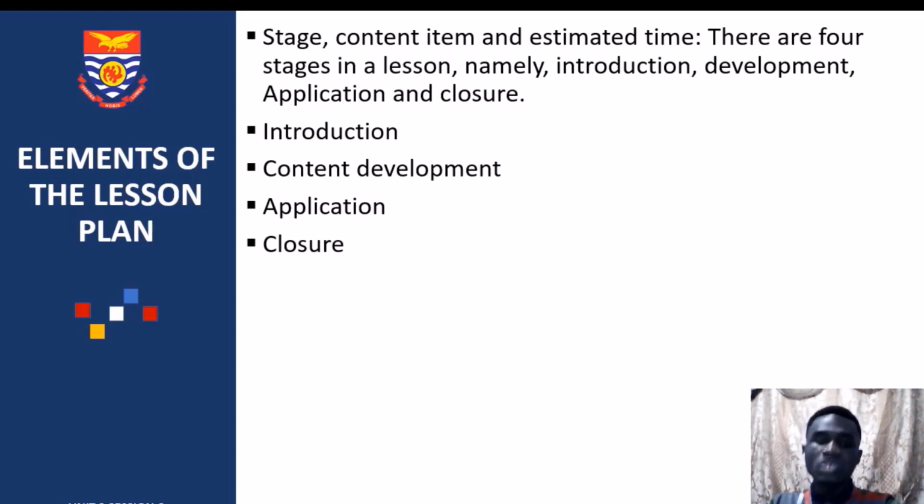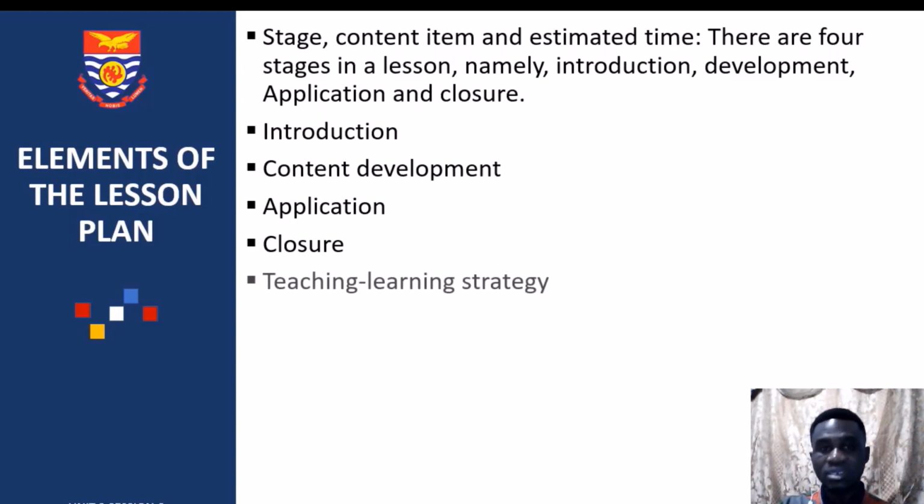The closure. At the closure stage, you now do a review and summary of the lesson. So you highlight the major points that were raised in the lesson. Then we come to the teaching learning strategy. The teaching learning strategy talks about the various activities that took place during the teaching learning process. And this teaching learning strategy comes in the form of teacher activity and the student activity.